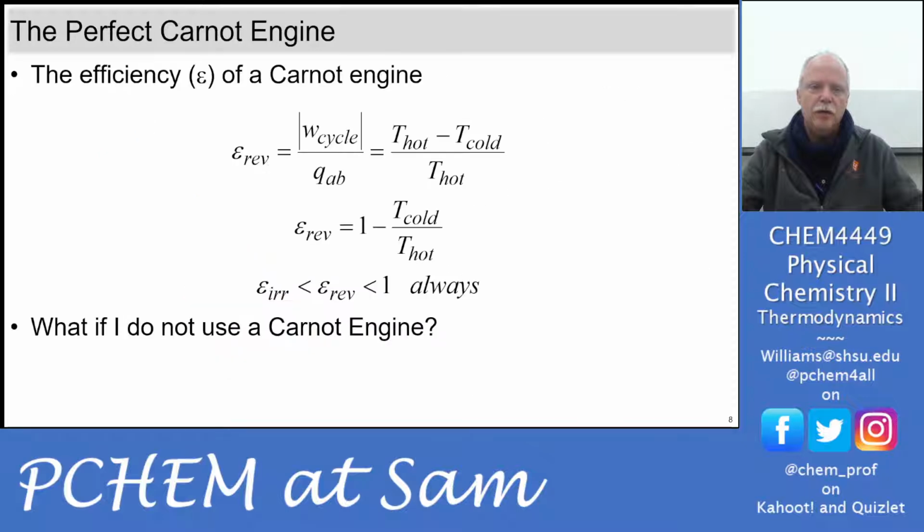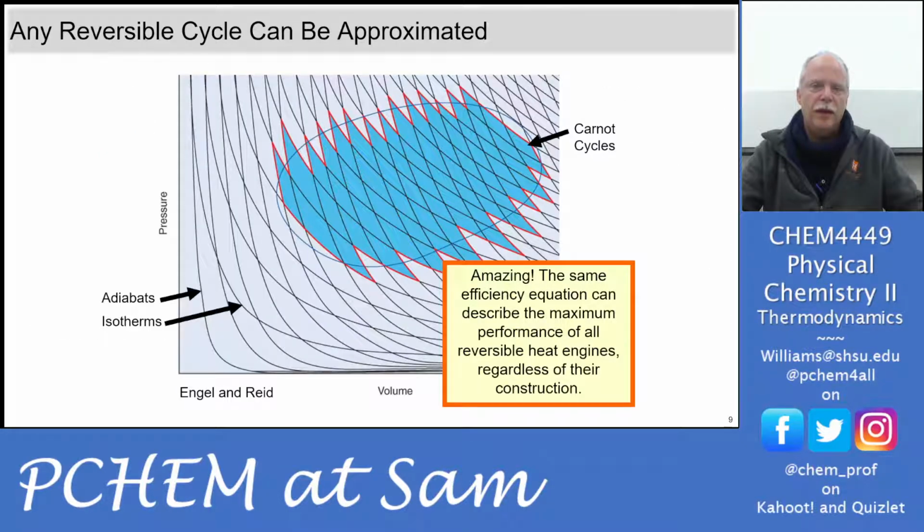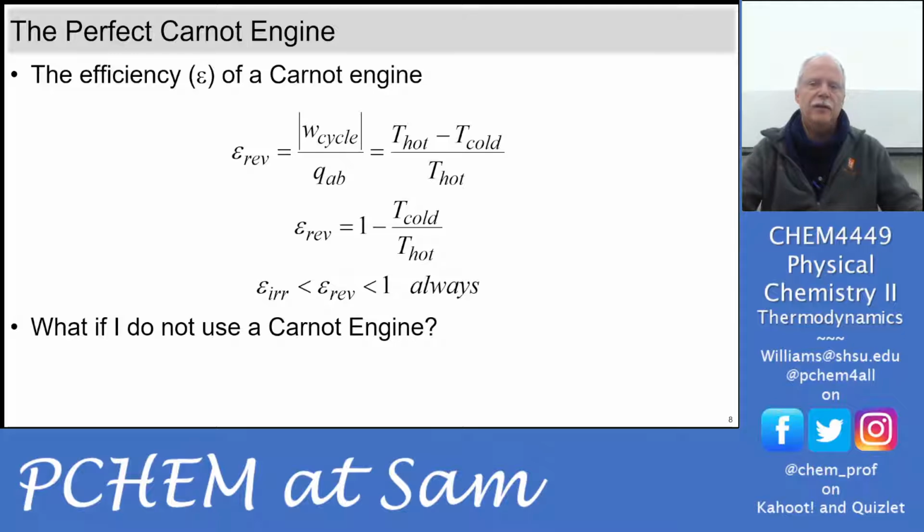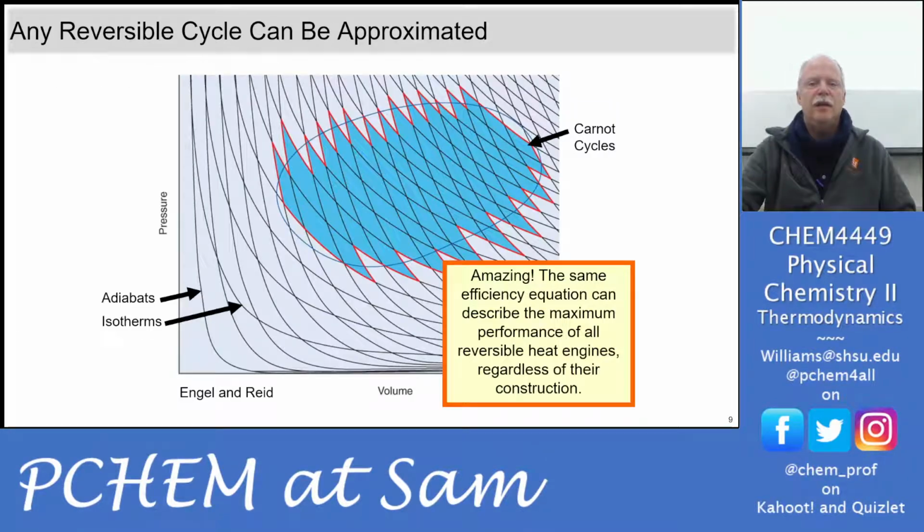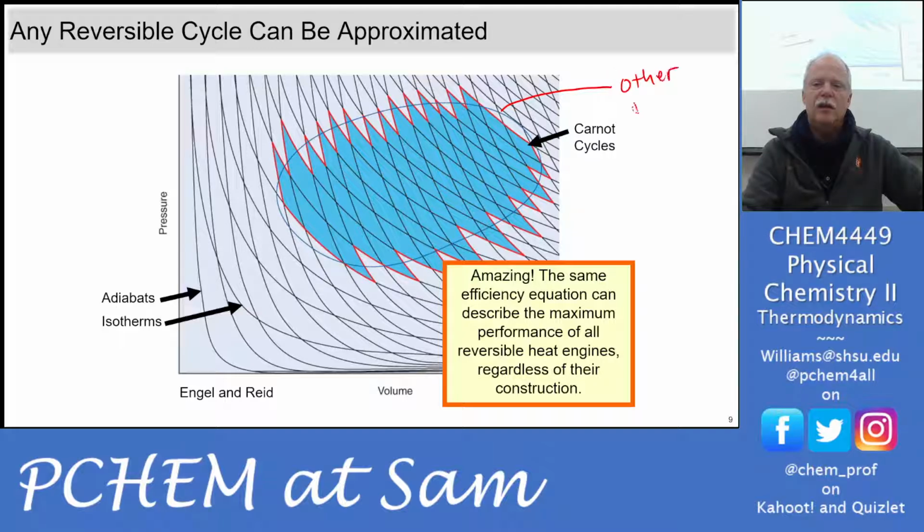Okay, so not all engines are going to be this Carnot cycle, but if we have an engine that has, let's say, this blue curve, like other types of engines, it's still on this map of adiabats and isotherms.